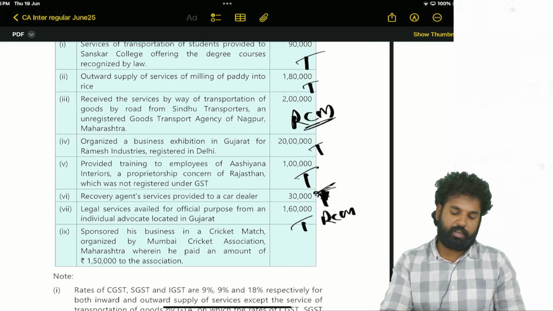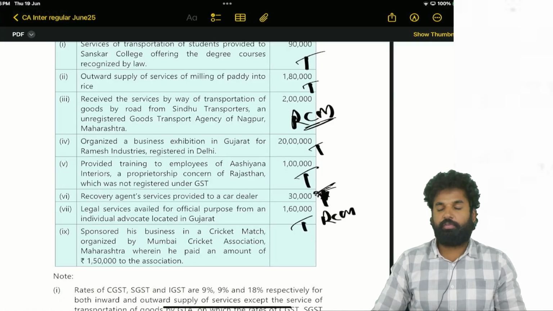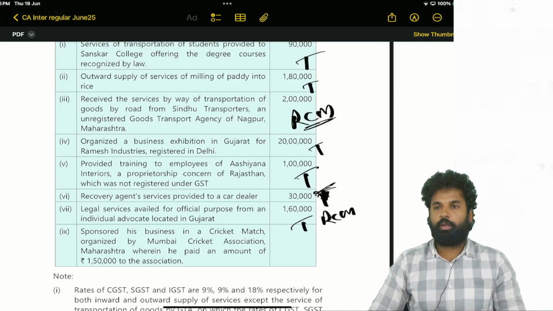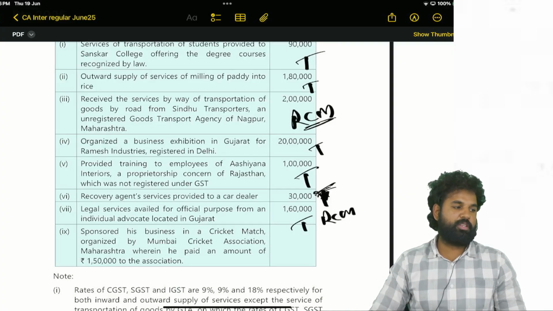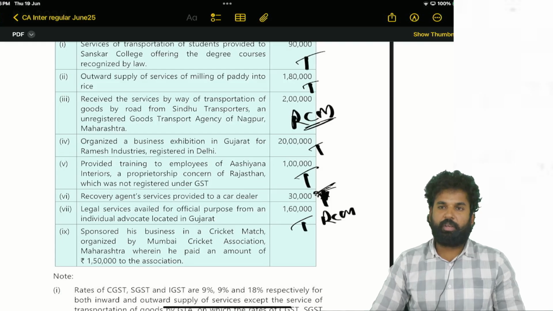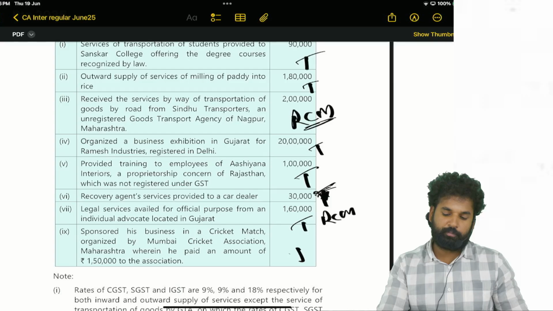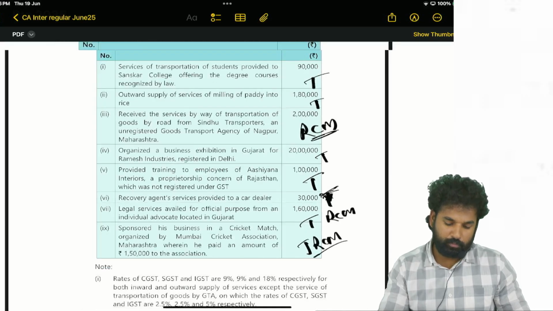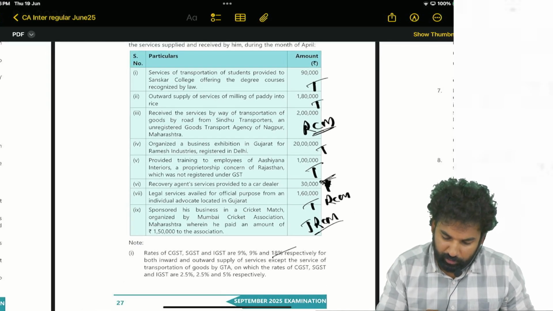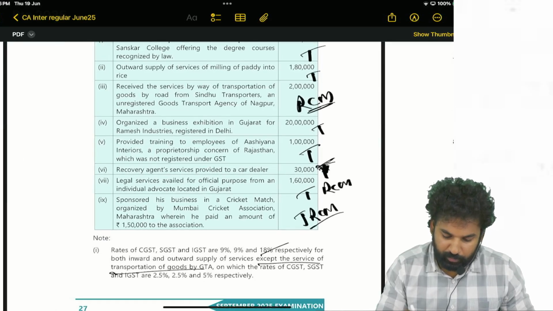Sponsored his business in a cricket match organized by Mumbai Cricket Association, Maharashtra, wherein he paid an amount of 1,50,000 to the association. Sponsorship services received. So for Mumbai Cricket Association, he is making the payment, or getting sponsorship services. Reverse charge. So rates of GST are 18%, except the services of transportation of goods, 5%.